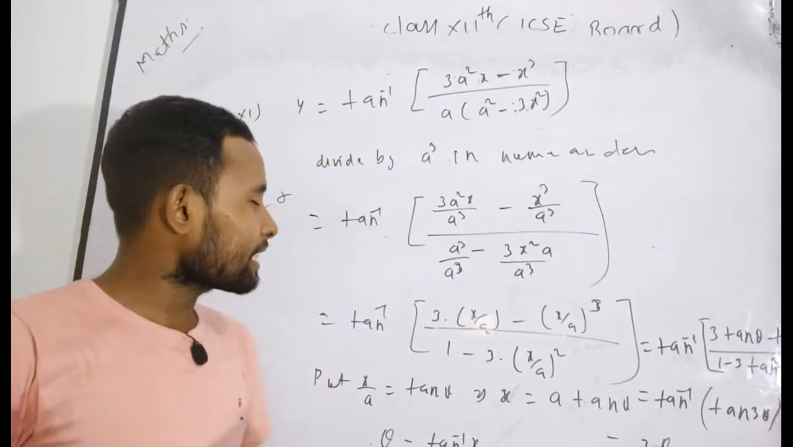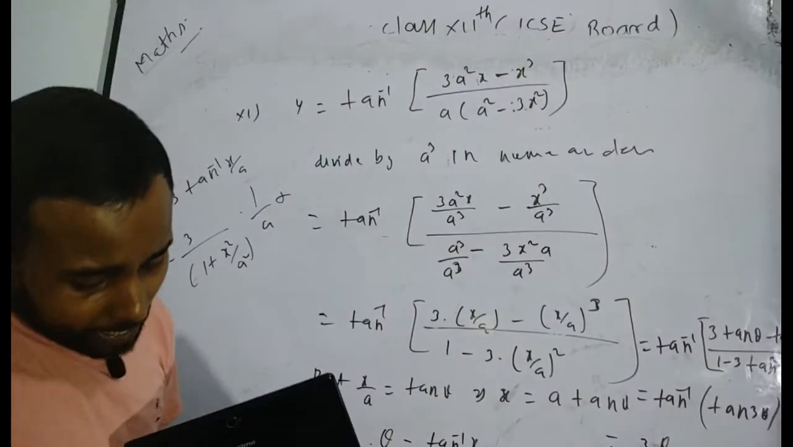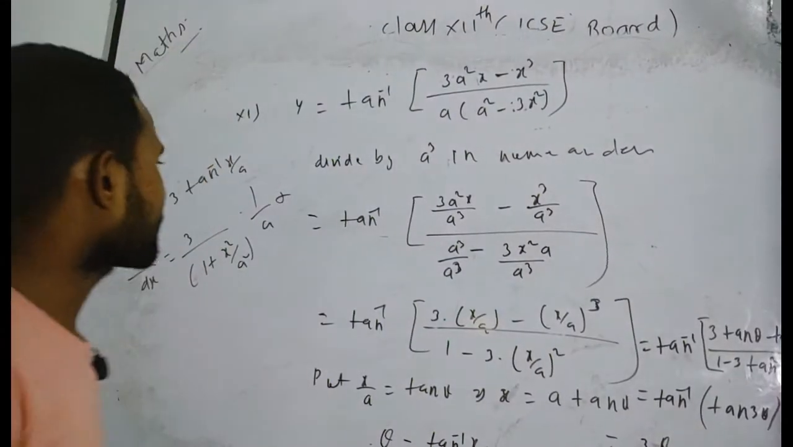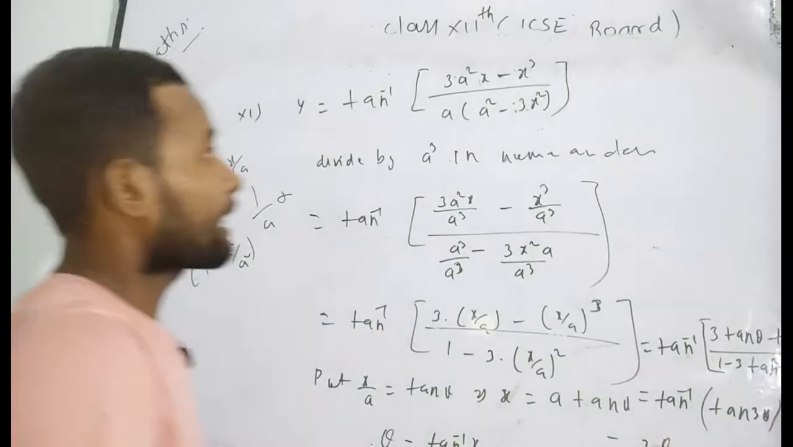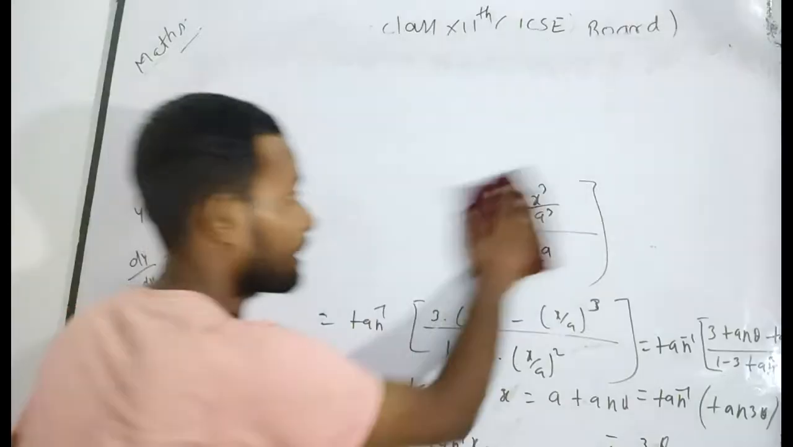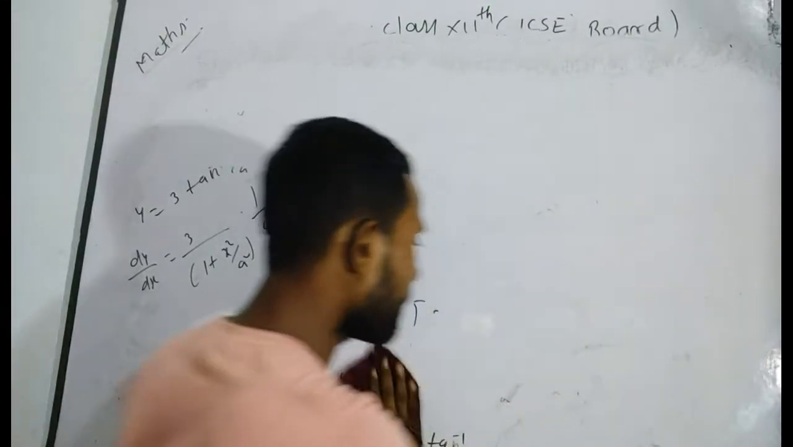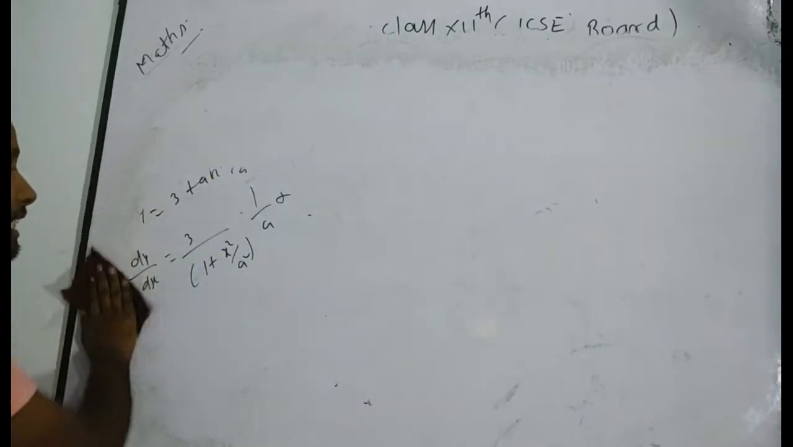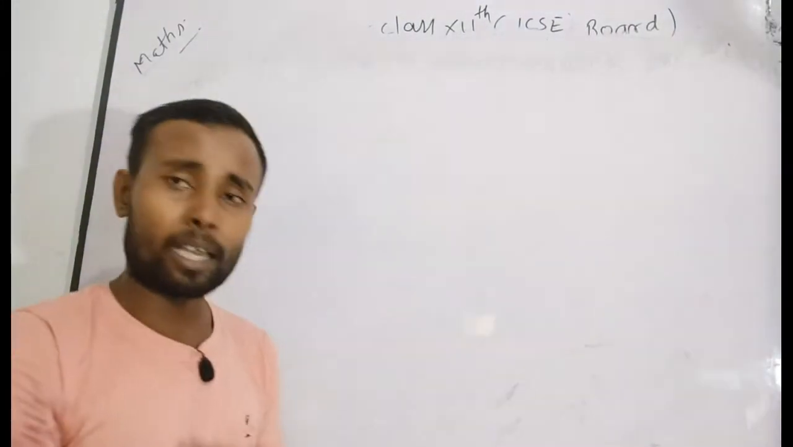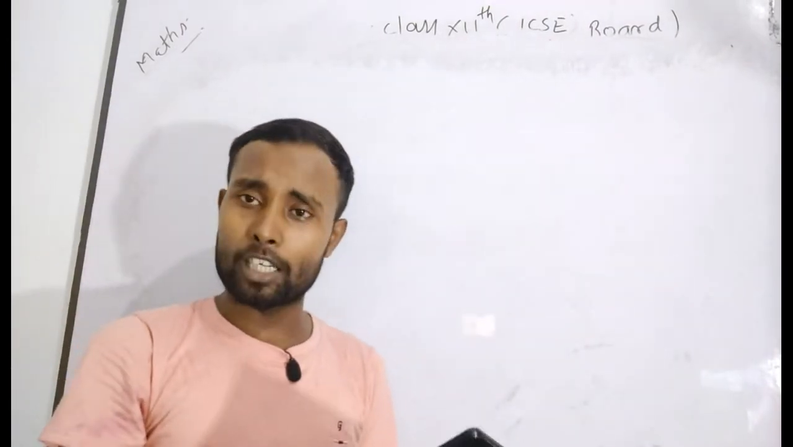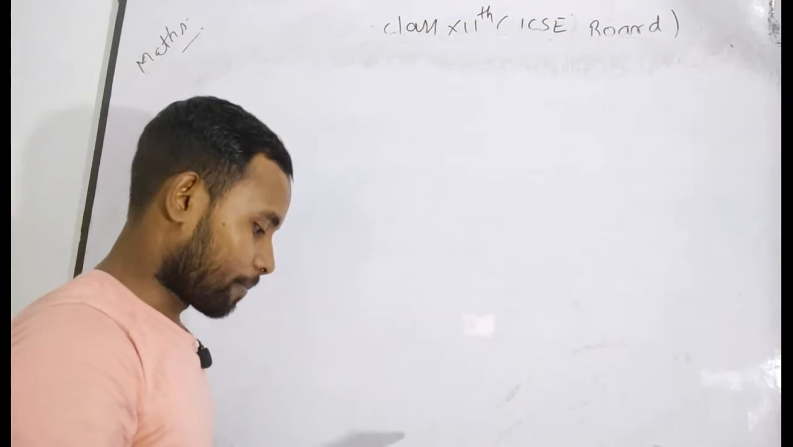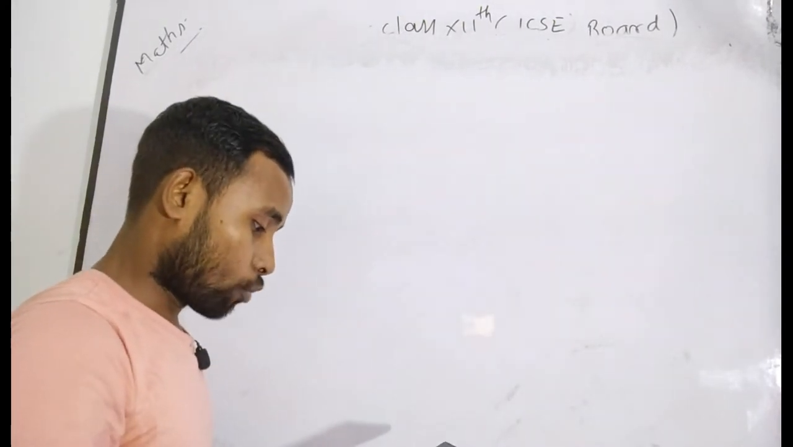In that case you will get its answer 1 upon 1 plus x square by a square. Again you have to differentiate x by a with respect to x. In that case you will get simply 1 upon a, because 1 upon a comes out of the derivative and derivative of x with respect to x will be 1. Finally you will get its answer will be 3 upon (1 plus x square by a square) into 1 upon a, which is written here.